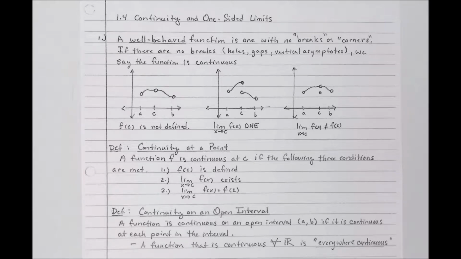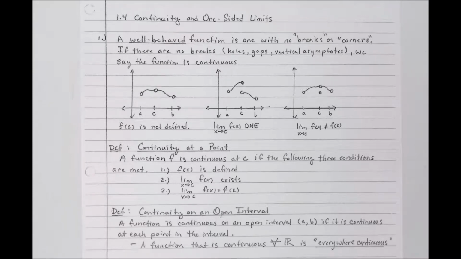A well-behaved function is one that has no breaks or no corners, but mostly we are worried that there are no breaks. There are no holes in the graph, there are no gaps, there are no vertical asymptotes. When this happens, we say the function is continuous.